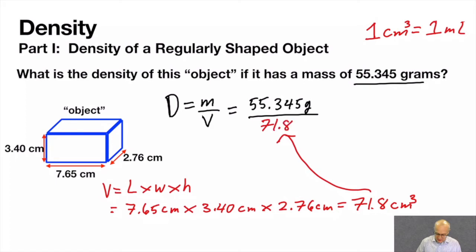71.8 centimeters cubed. Again, bust out your calculator: 55.345 divided by 71.8 equals 0.771 grams per centimeter cubed. And that's how you calculate the density of a regularly shaped object, knowing the dimensions. Okay?